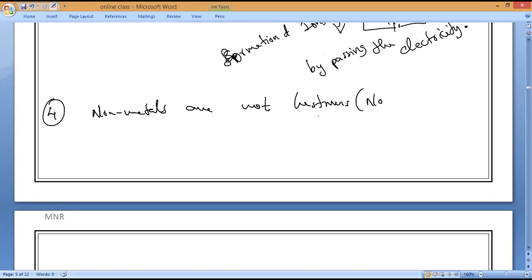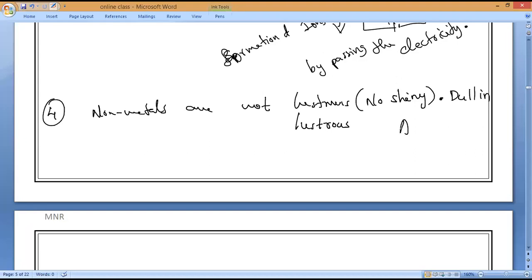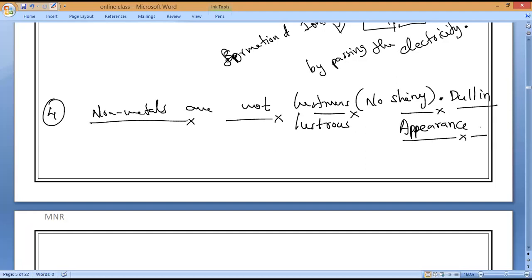Lustrous is spelled L-U-S-T-R-O-U-S. Metallic luster means the property of metals having a shining surface. So non-metals are not shining, they are dull in appearance. Sir, for exception, can diamond come? No, diamond also won't come, because diamond shines only when light falls on it. Without light, it does not shine.